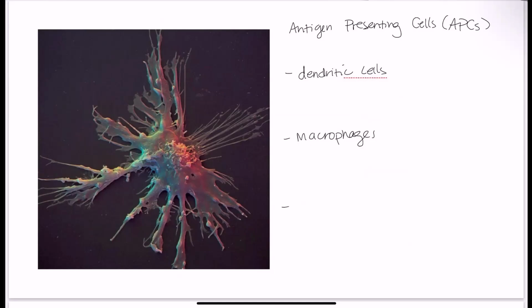And then lastly, there are B cells, which we can consider a form of antigen presenting cell. They don't activate T cells directly, but they do present antigens to helper T cells. And that's done in order for the B cells to stay activated themselves, which we'll talk about.